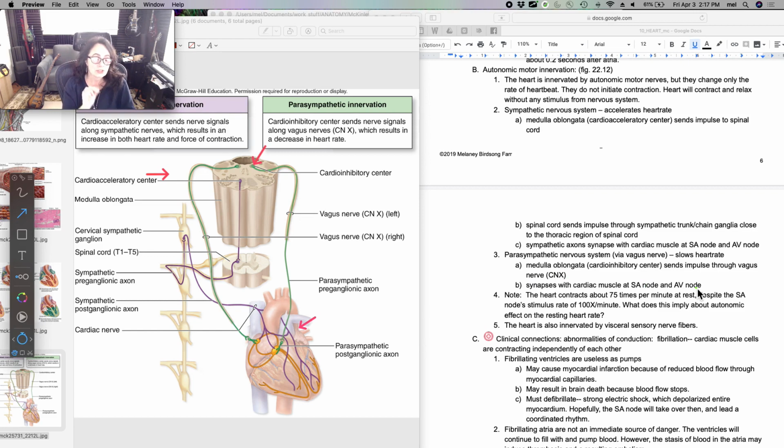So, I told you that the SA node sort of inherently goes about 100 times per minute, but your resting heart rate, I hope it's not 100 times per minute. So what is generally happening is your medulla oblongata is constantly, almost constantly, telling the parasympathetic nervous system to sort of keep its foot on the brakes, right? So you've always got your foot a little bit on the brakes, and you're slowing the heart rate down to, at rest, about 65 to 75 beats per minute.